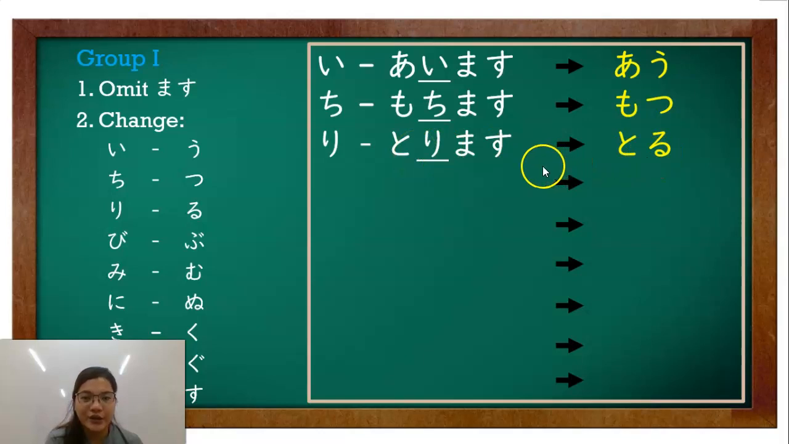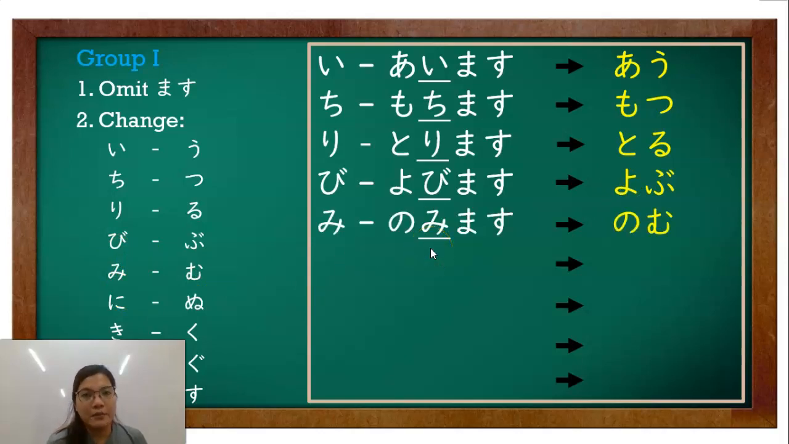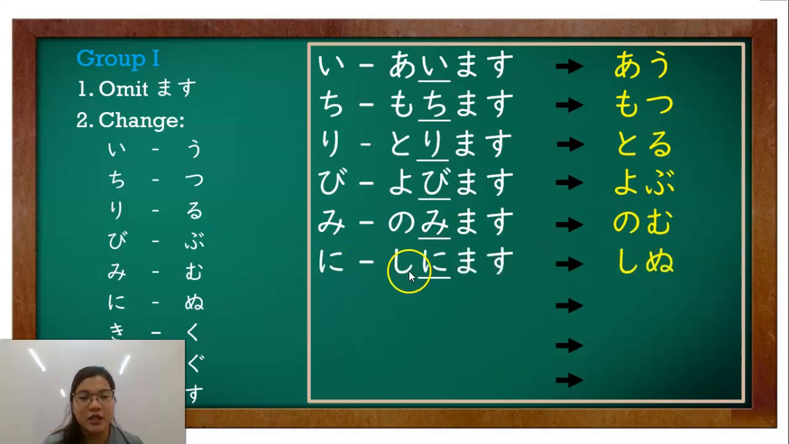Okay, toru. Next, bi becomes bu. Yobimasu becomes yobu. Okay, next, mi becomes mu. For example, nomimasu becomes nomu. Okay? Next, shinimasu. Ni becomes nu. So shinimasu becomes shinu.